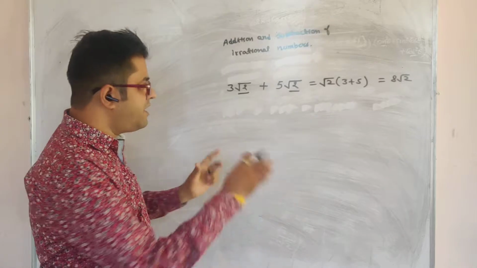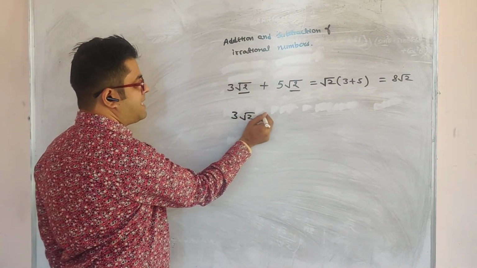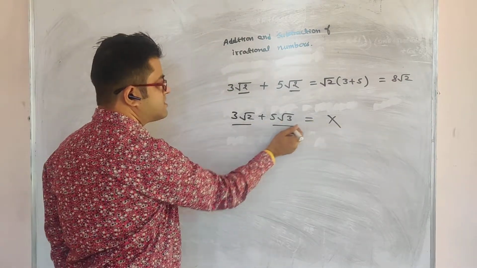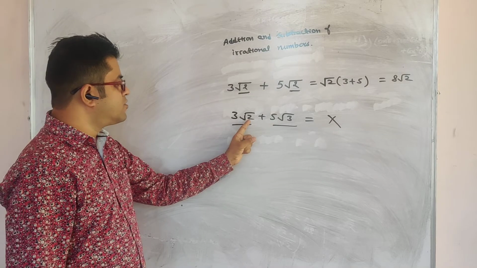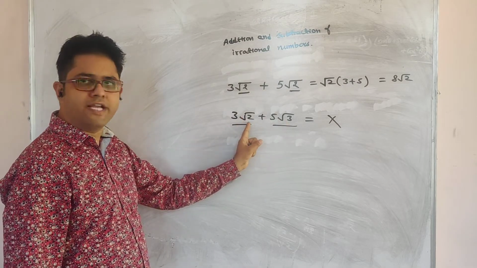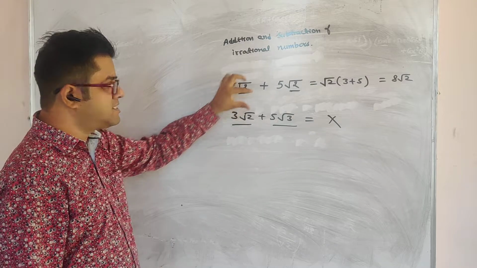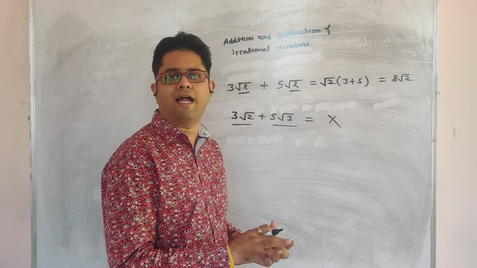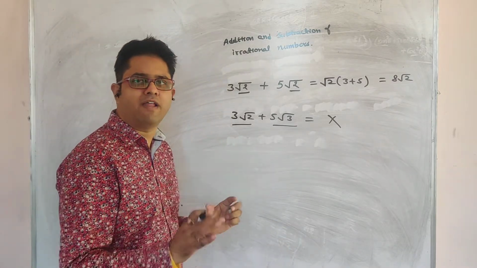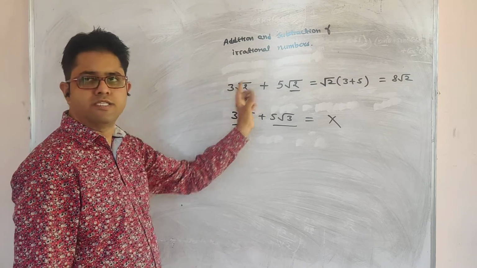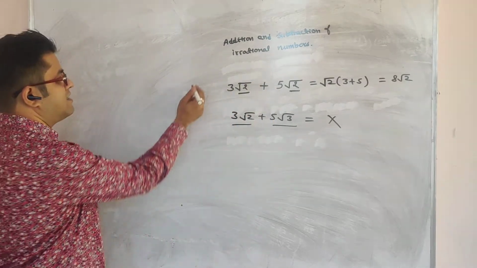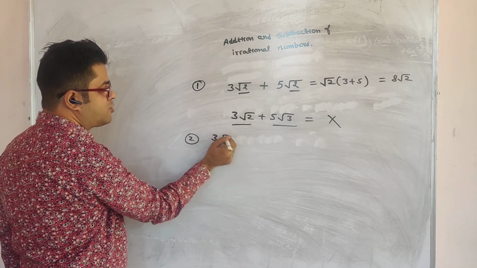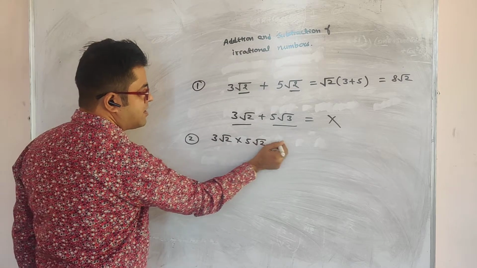Now, if we have 3 root 2 plus 5 root 3, then we can't add these two irrational numbers, right? Because root 2 and root 3, that are the irrational parts of the two numbers, are not same. So we can't add these two numbers, right? So when can we add two irrational numbers? Only when the irrational part is same, right? Point number 1.